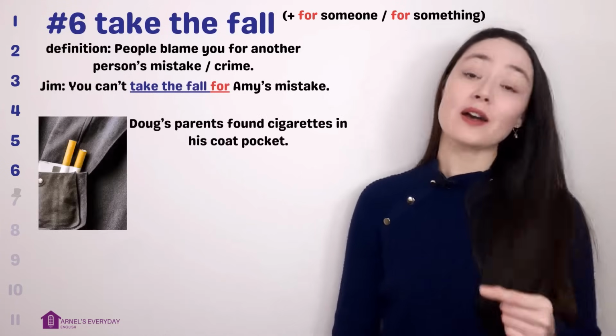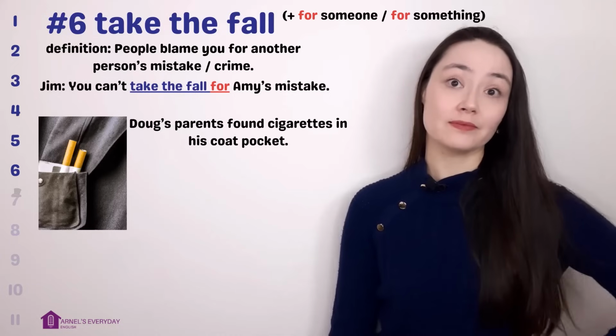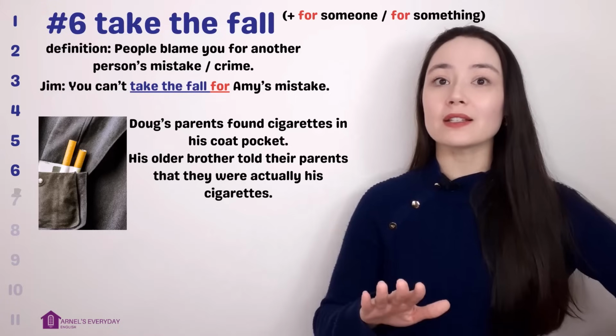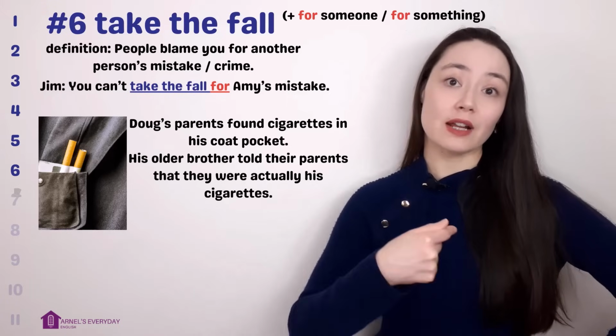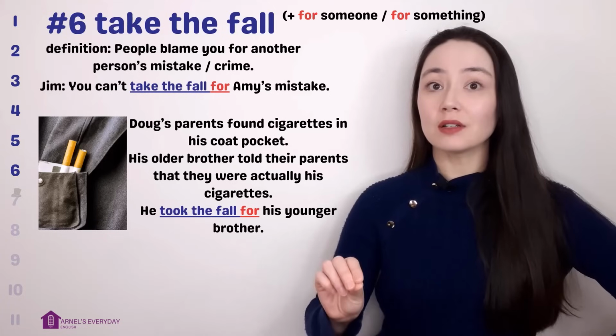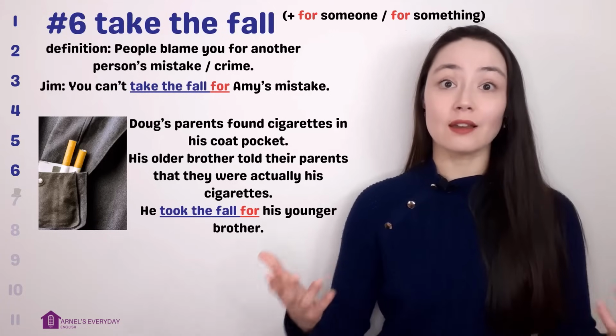Doug's parents found cigarettes in his coat pocket. His older brother told their parents that they were actually his cigarettes. He took the fall for his younger brother because he didn't want him to get in trouble.